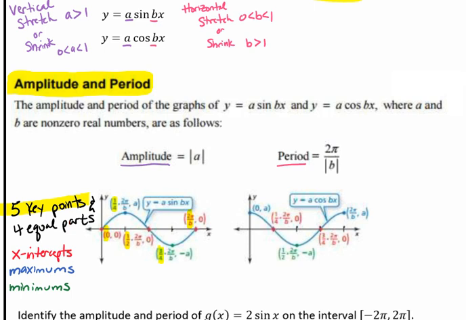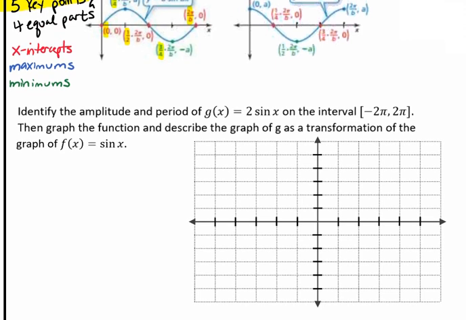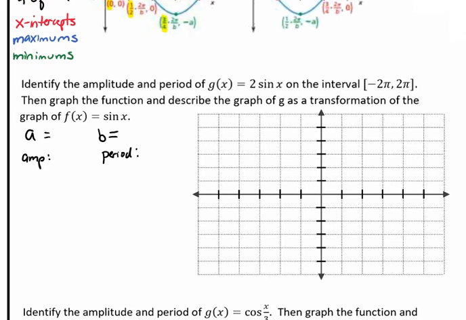So we're going to look at an example where we identify the amplitude and period of g of x equals 2 times the sine of x on the interval from -2 pi to 2 pi. So we're going to look at 2 periods here. Then we're going to graph the function and describe the graph of g as a transformation of the graph of the parent function, the sine of x. So here we see we need an a, a b, our amplitude, and our period. We have an a of 2 because that's in the a spot, and because there's not a b that we can see, it's a 1.